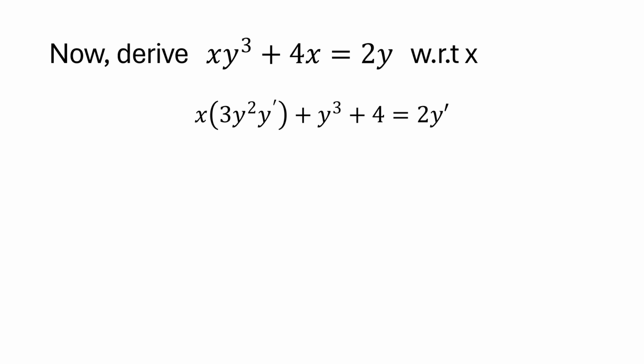So when we're deriving with respect to x, that feels really normal. When we're deriving with respect to x, but there's a y, then we also have to chain it with the derivative with respect to x, the derivative of y with respect to x.